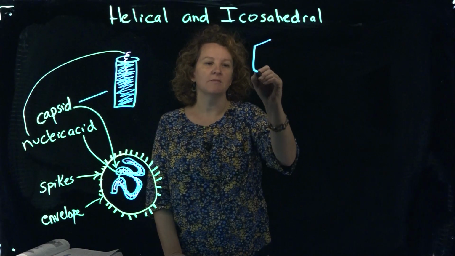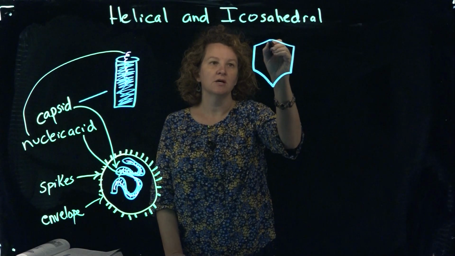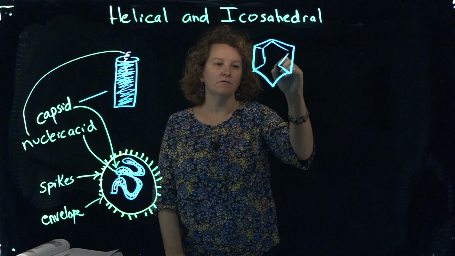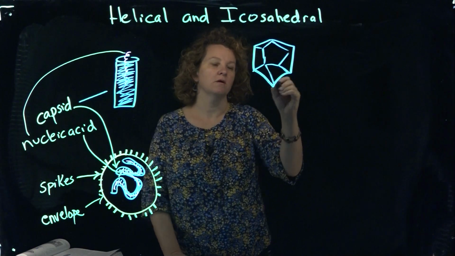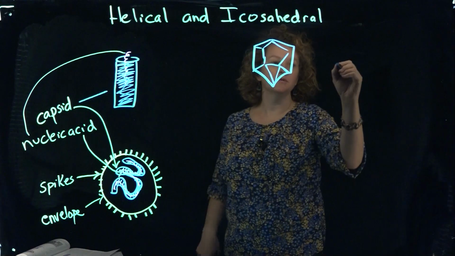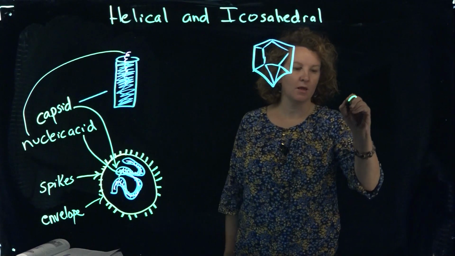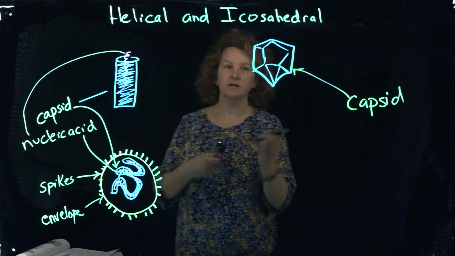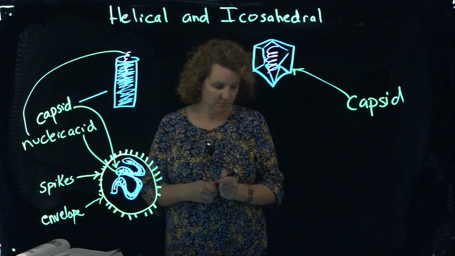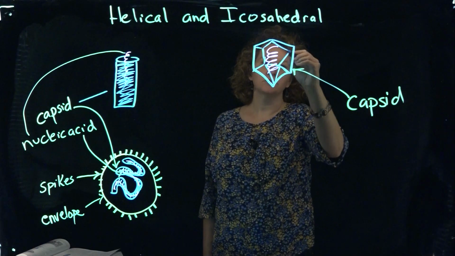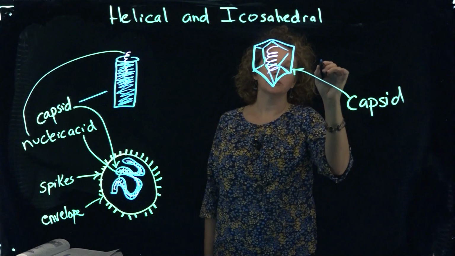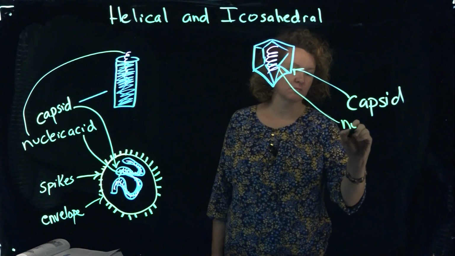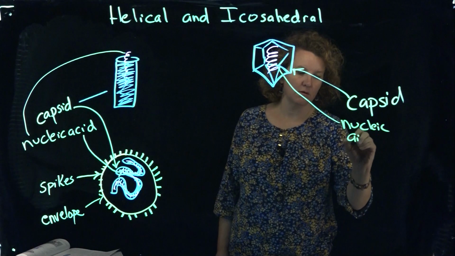So it's a 20-sided figure, although I'm not going to effectively show all 20 sides here. And again, it's still made of capsomeres. So here's our capsid. And again, on the interior is going to be our nucleic acid. Could be either double or single-stranded DNA or double or single-stranded RNA.